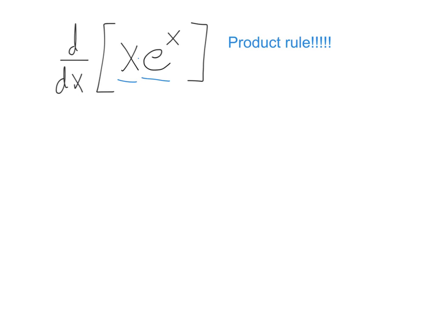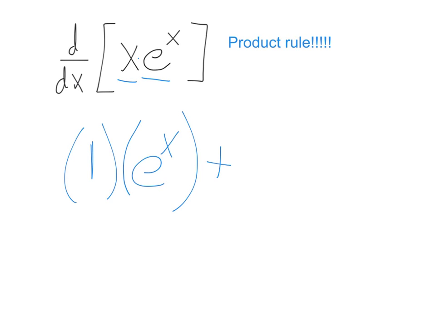So in taking a product rule, we want to take the derivative of the first operation. Well, the derivative of x is 1 times the second operation, which is just e to the x, plus the first operation, which in this case was x, times the derivative of the second operation.